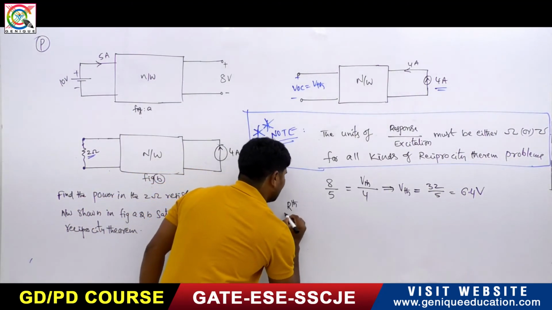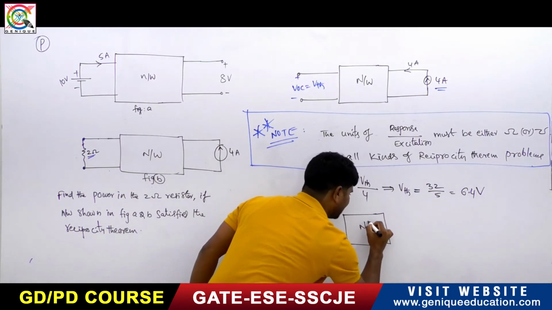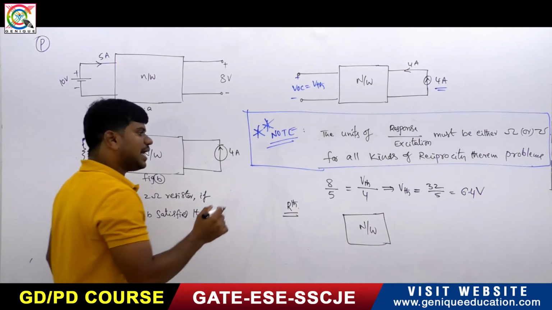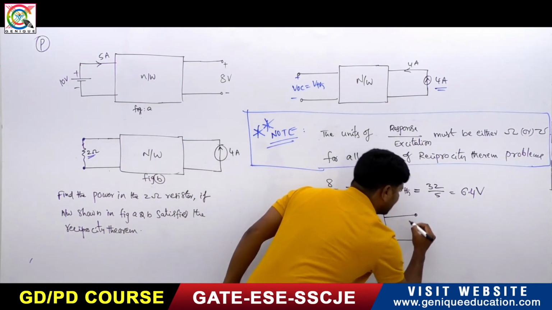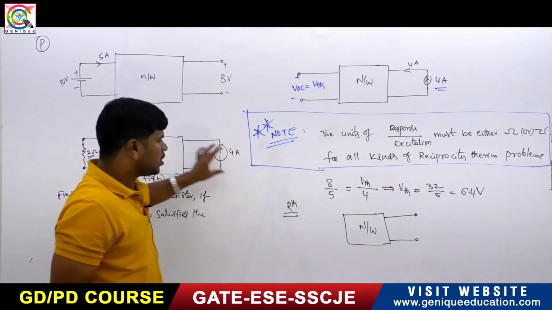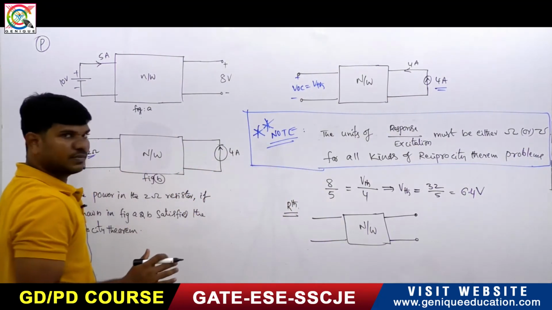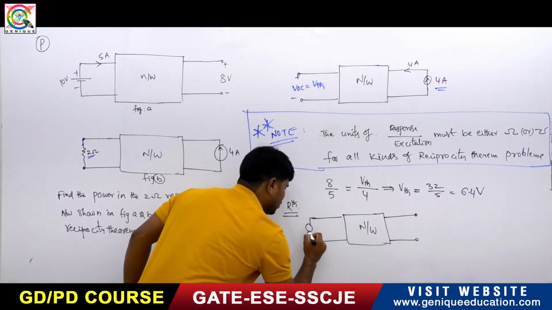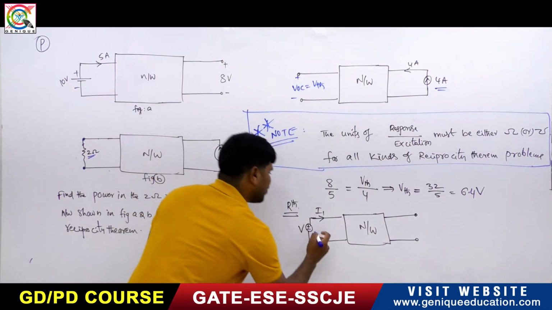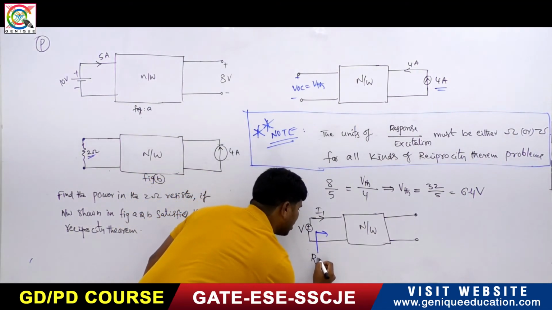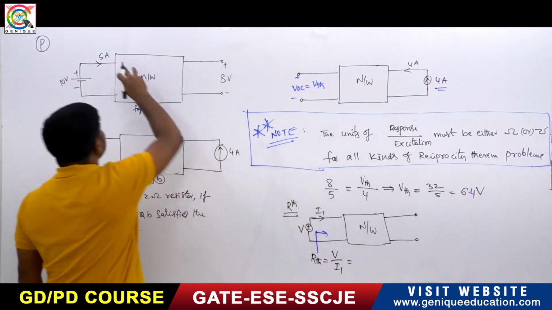For finding RTH or RN, okay, what can we write? First of all, you draw the network. The network is this one. While finding the RTH for this network, I have to deactivate all the independent sources. Okay, it is a current source, so I have to open circuit this. For this side, I have to connect one independent voltage source V having a current I or I1. So from this, how can we find the RTH? RTH is equal to the voltage divided by the current, V divided by I1.